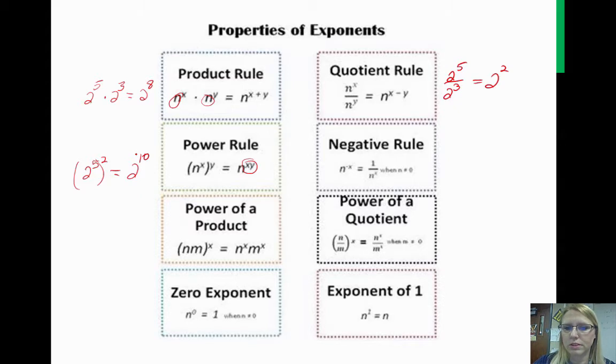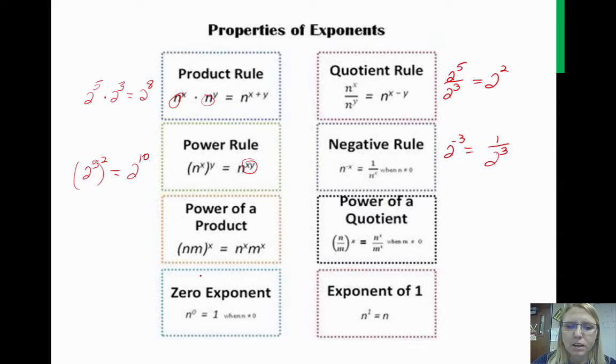The negative rule is kind of interesting because whenever you have a negative exponent, really it flips it on its head. It makes the reciprocal of that. So if I have 2 to the negative 3rd, that is the same thing as saying 1 over 2 to the 3rd. And when we're doing math, in the standard form of any kind of exponent, we don't like having negative exponents. So all of your answers need to be in a positive exponent form. Okay, we'll talk more about that in the next couple slides.